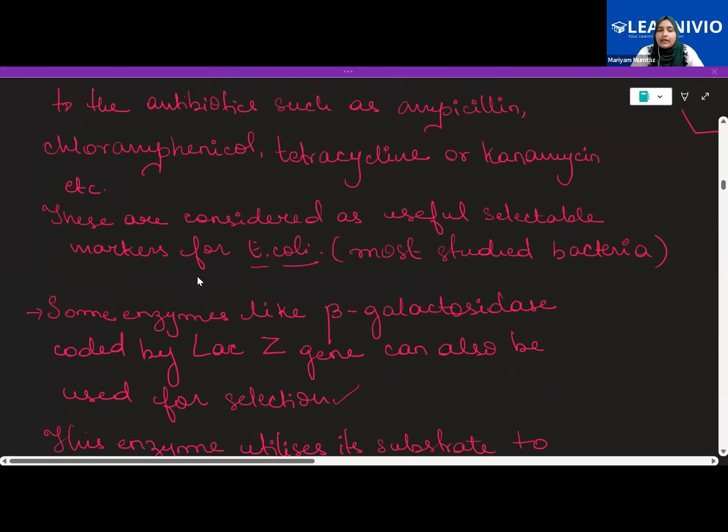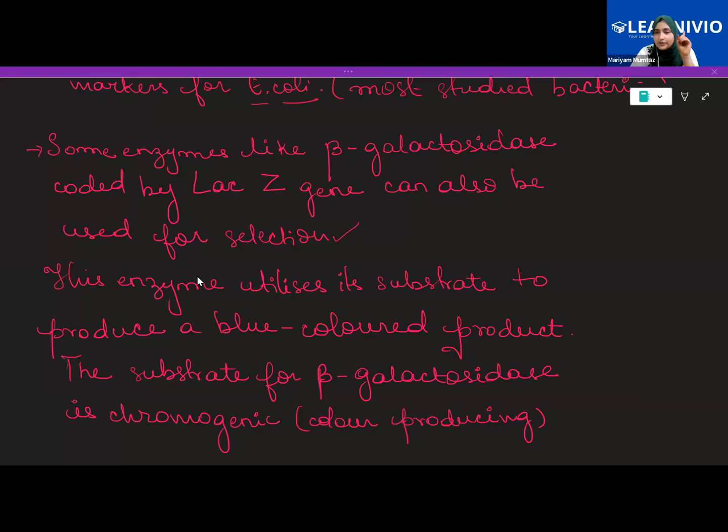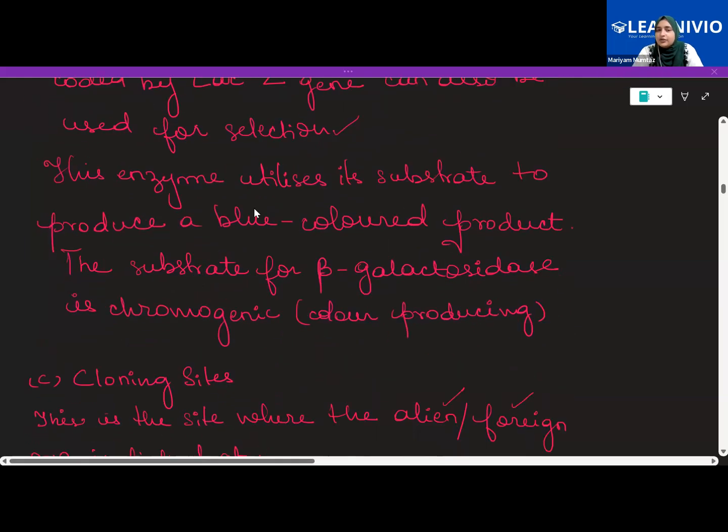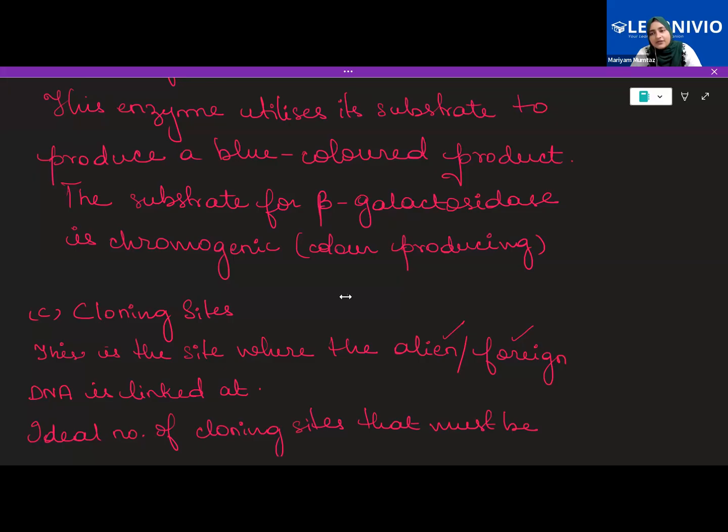Yes. So some enzymes such as beta galactosidase are coded by the LacZ gene. If you remember the lac operon, this is also used for the selection process. How? This enzyme is going to utilize the substrate and produce a blue colored product. So this blue color production or white color colonies production will help us understand which one is a transformant and which one is not. Is the selectable marker clear to you?